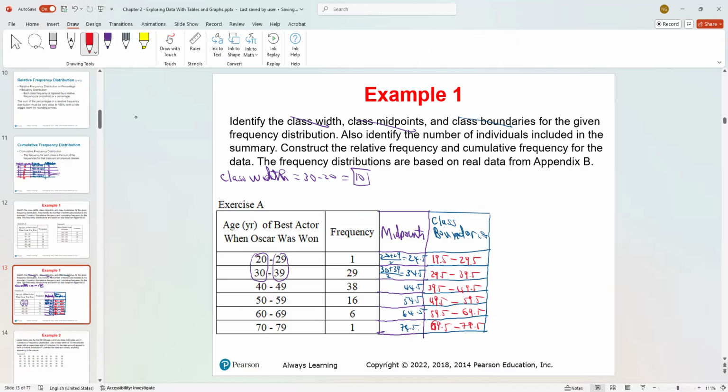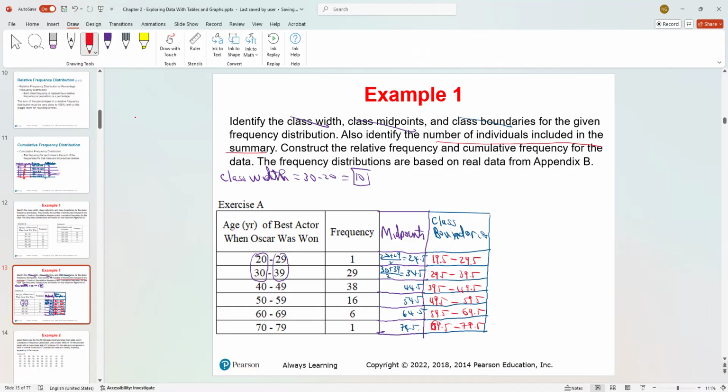So remember, the second column will provide you with the frequency. Each class interval has a frequency, like 20 to 29 has only one, 30 to 39 you have 29, 40 to 49 you have 38, 50 to 59 has 16, 60 to 69 has 6, etc. Now, what's the sum? This question means identify the number of individuals included in the summary.